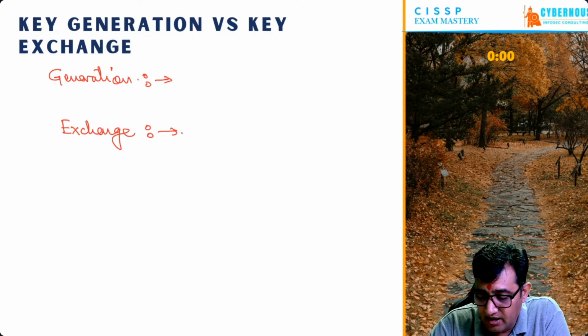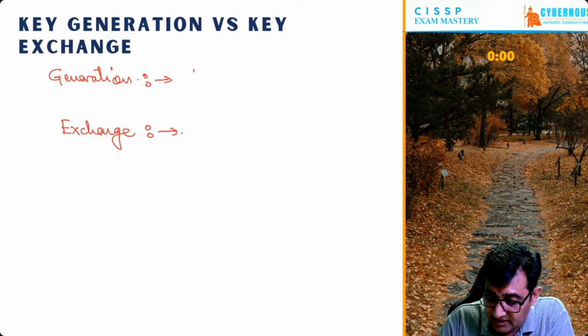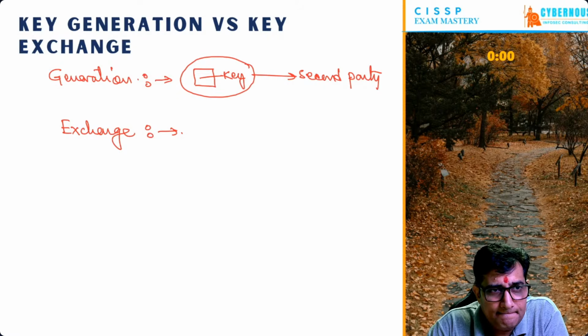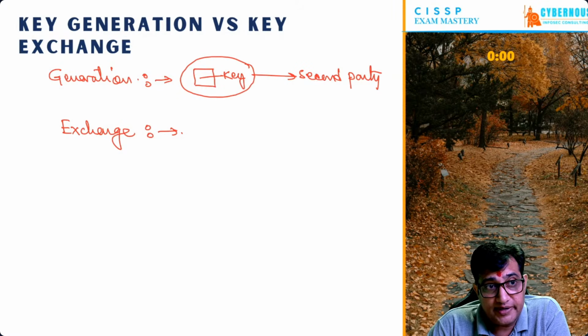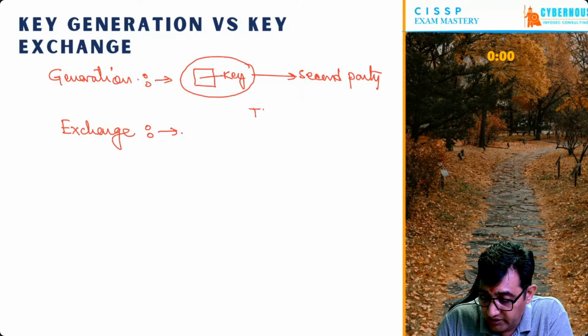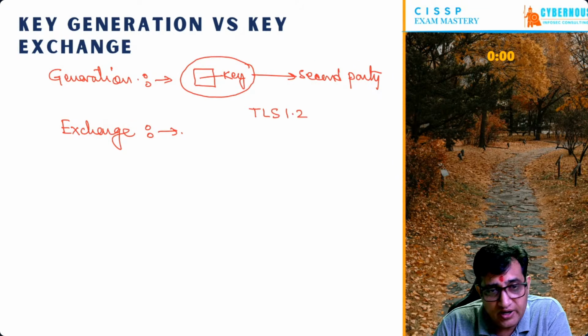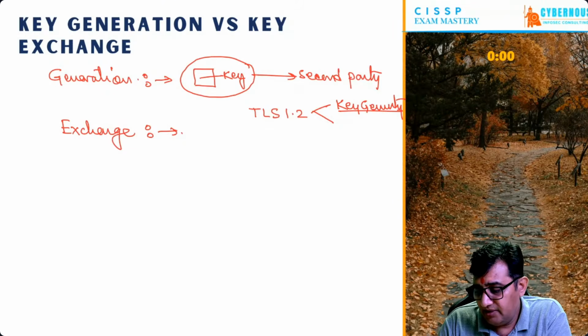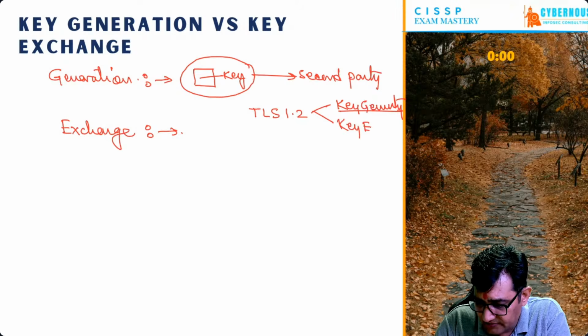So you need to understand this clearly. Key generation is when a single party generates a key and then gives it to the second party for usage. So the authority for generating the key is on one party, and sometimes we do so. For example, in your TLS 1.2, you can configure it as a key generation protocol. At the same time, you can also configure it as a key exchange as well.